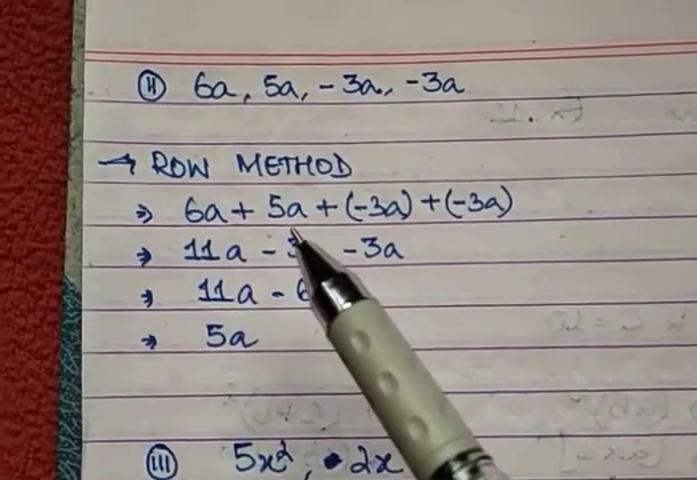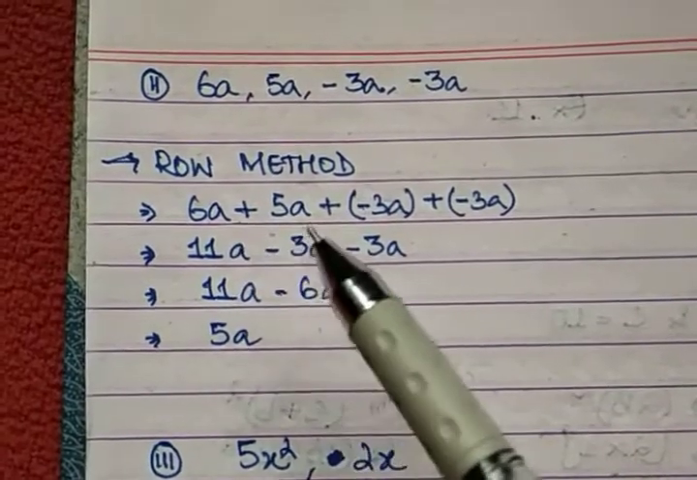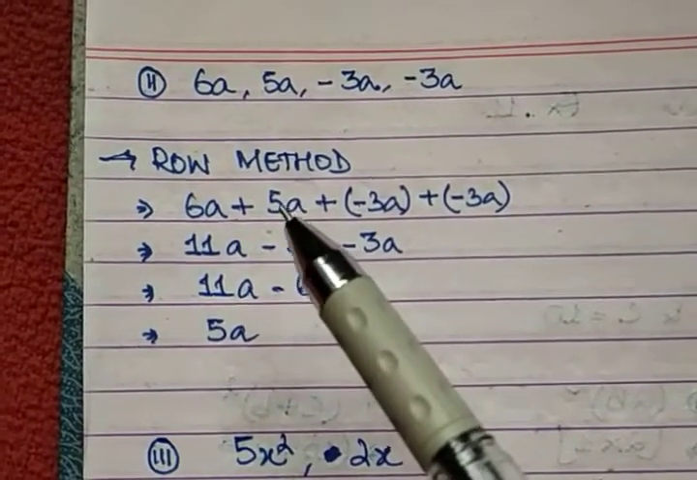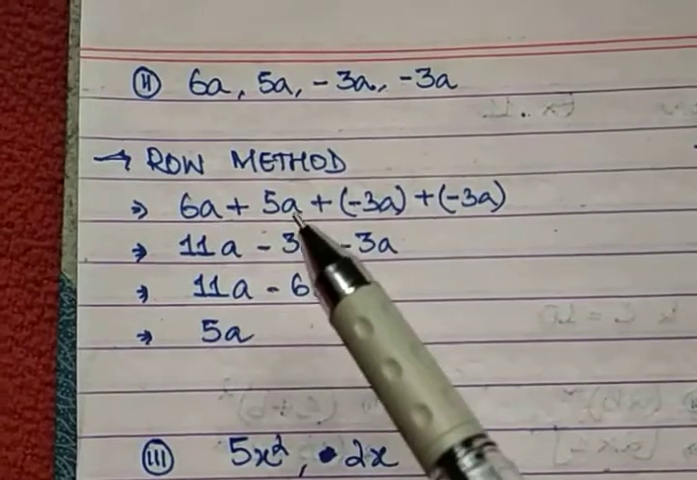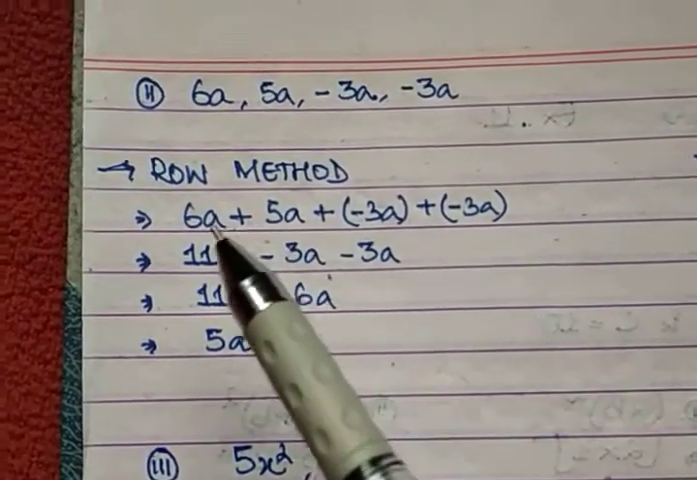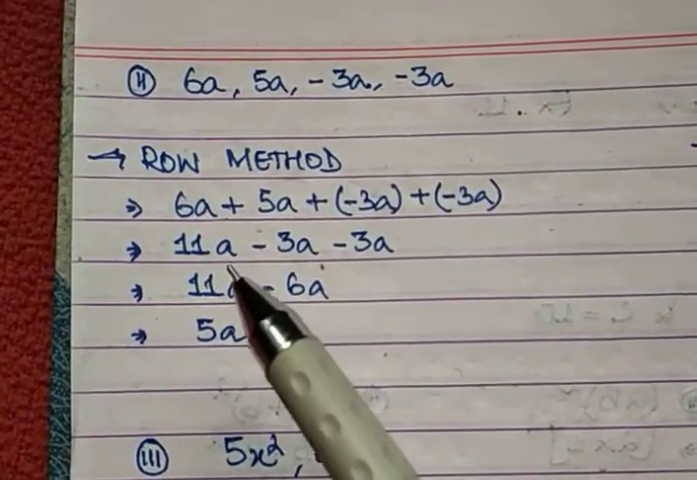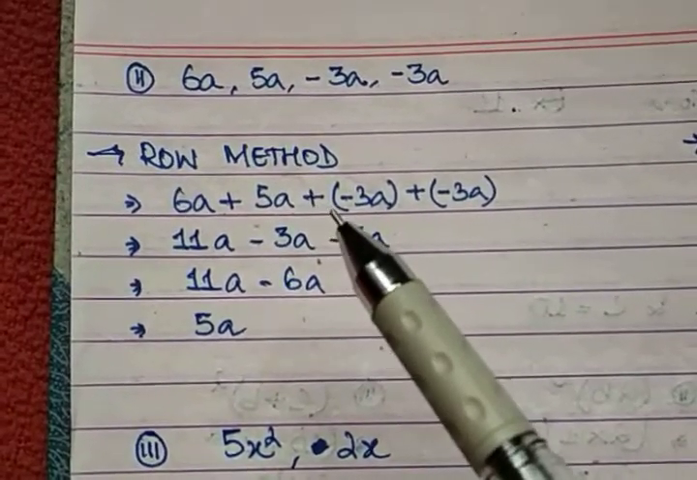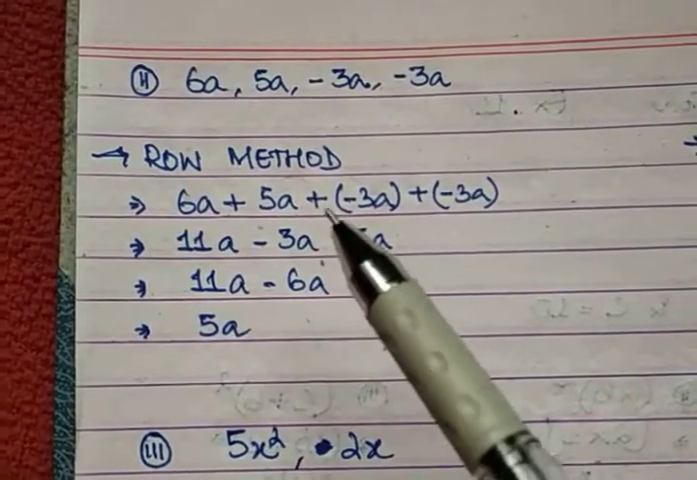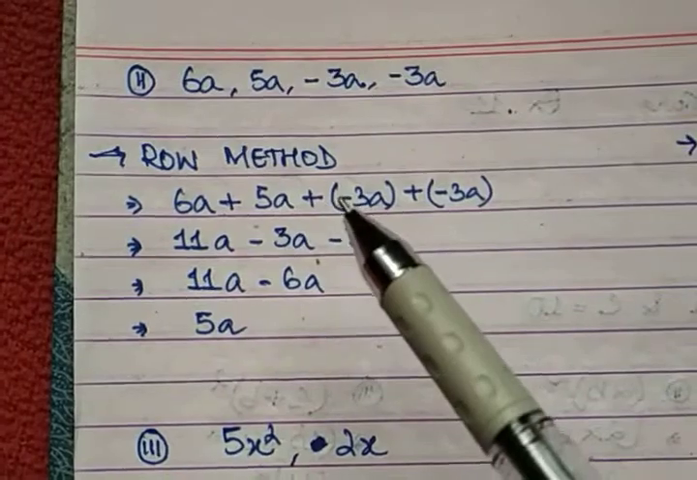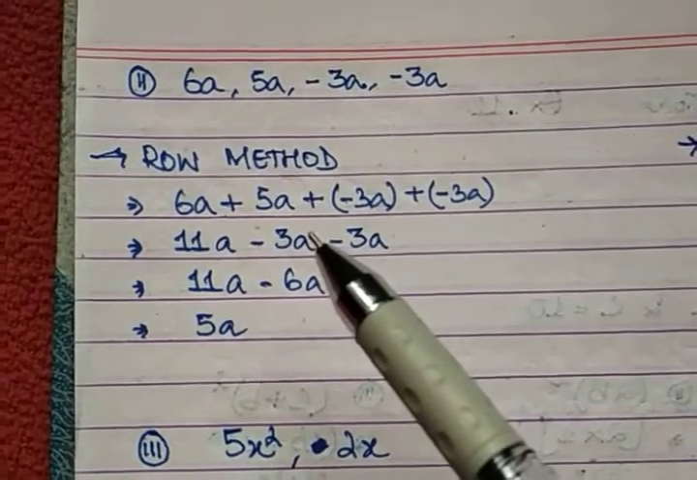Now see, these two terms, they have the same signs. As we know, same signs are added and the sign remains the same, as well as they are like terms. See, the variables, they are like terms, isn't it? So 6 plus 5, it is 11a. Now plus into minus, we know that bracket means multiplication, so whenever we need to open up the bracket, we need to multiply the terms, isn't it?